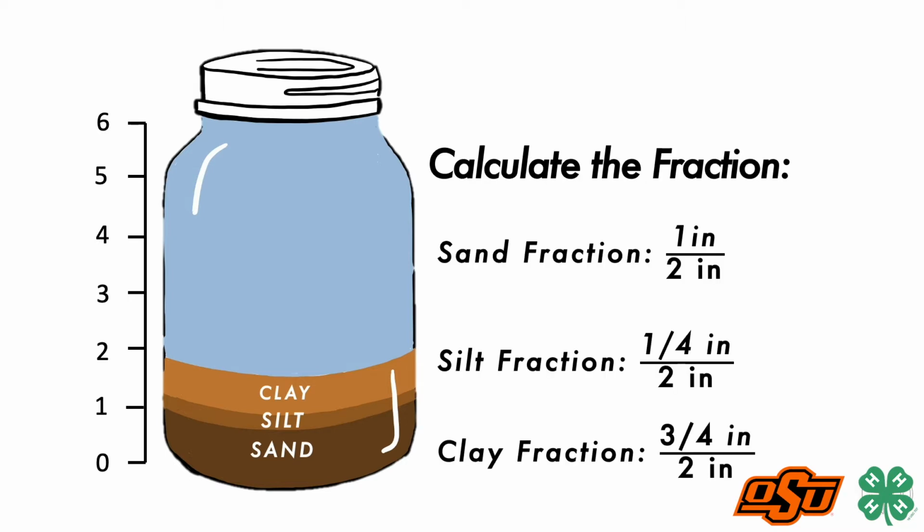For this example, we have 1 inch of sand, 1/4 an inch of silt, and 3/4 an inch of clay. Something really important to remember is that if your total soil is 2 inches, the combined measurements of your sand, silt, and clay cannot exceed 2 inches.